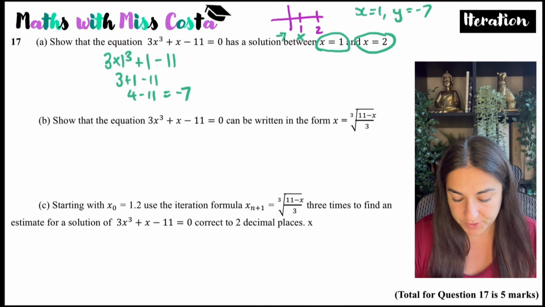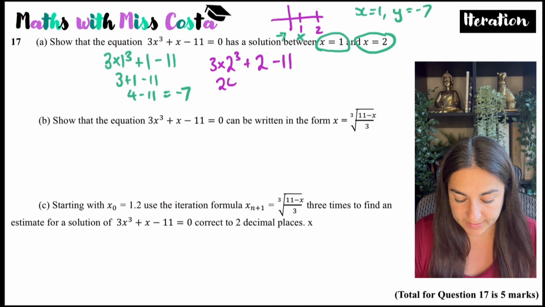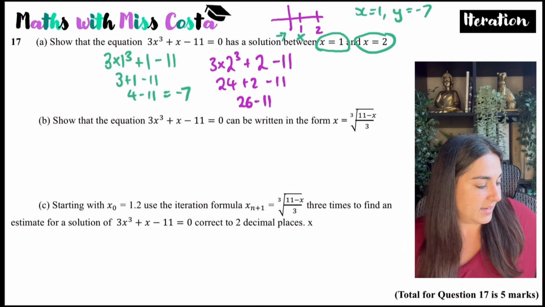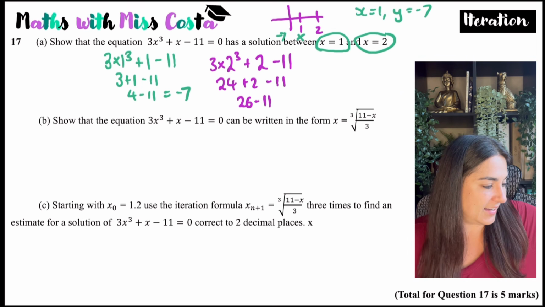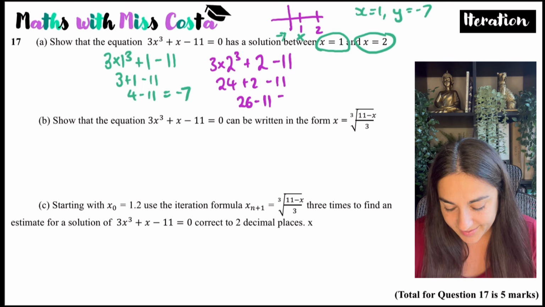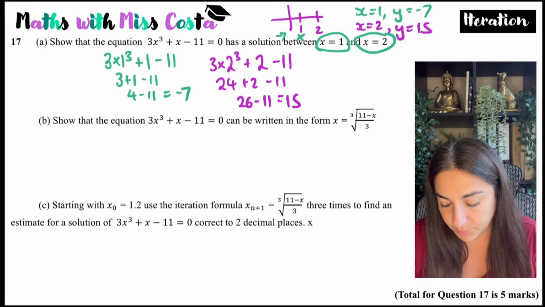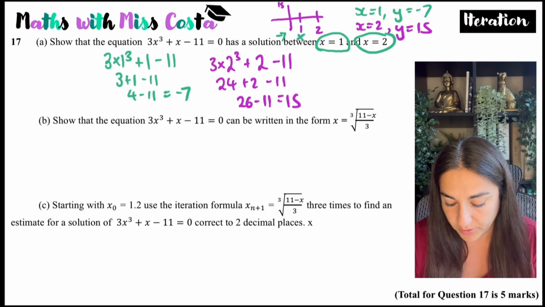I then do the same for 2. So I've got 3 times 2 cubed plus 2 minus 11. So 3 times 8 is 24 plus 2 minus 11. 26 minus 11 is, oh my goodness, it's been a long day, 15. Okay, so when x is 2, y is positive 15, which would be somewhere over here.